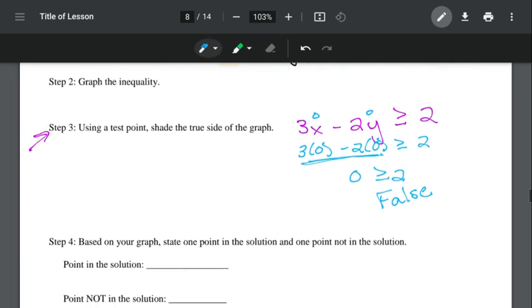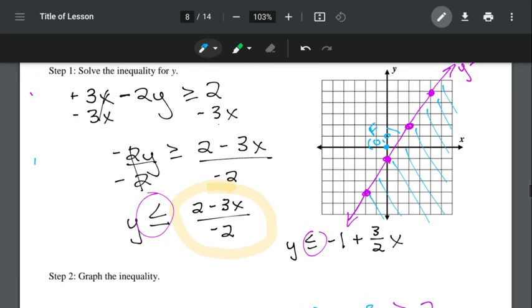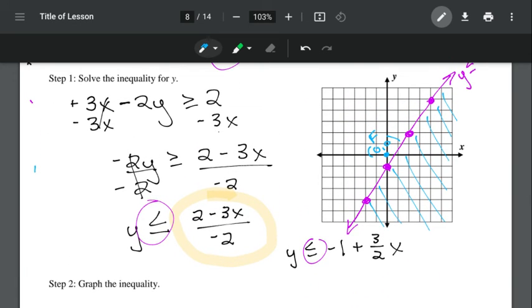Let's see. Okay, now this next step, based on your graph, state one point that is in the solution and one point not in the solution. So in the solution means in the shaded area. Not in the solution means not in the shaded area. If the line is solid, that is part of the solution. If it's dotted, it's not. So I always say just stay away from the line. So this whole section here is part of the solution. This section, nope, not solution.